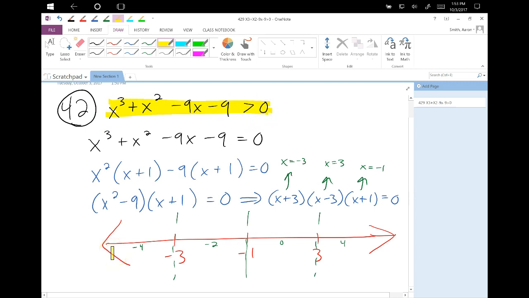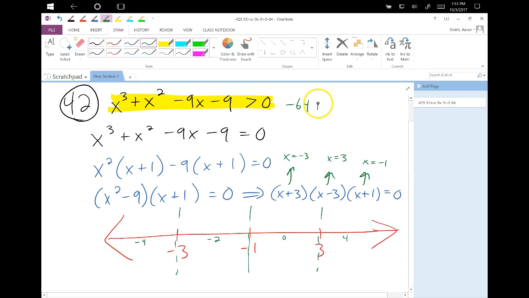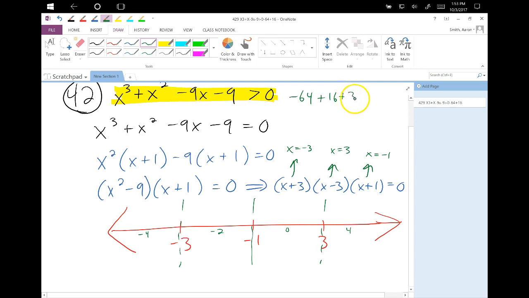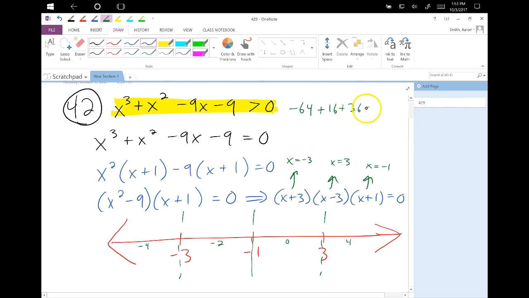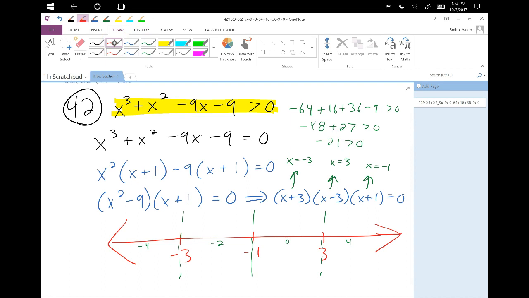So if I plug in negative 4, I would get negative 4 cubed, which is negative 64, plus negative 4 squared, which is 16, minus 9 times negative 4 is plus 36, minus 9 greater than 0. If I simplify that, negative 64 plus 16, that's negative 48. 36 minus 9 is 27. I get negative 21 greater than 0. That's false, so I have to cross that one out.